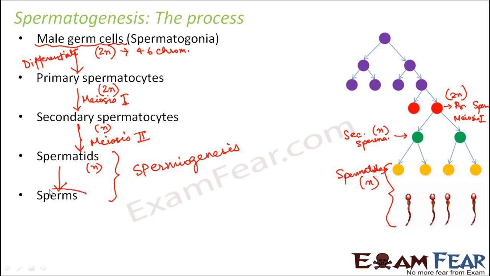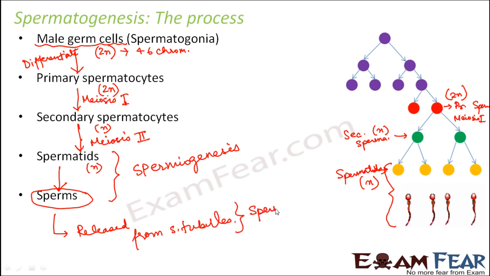Now once the sperms are formed, what happens? Where are the sperms formed? They are formed in the seminiferous tubules. So after this, the sperms are released from the seminiferous tubules, and this release of sperms is known as spermiation. So this is called spermiation.